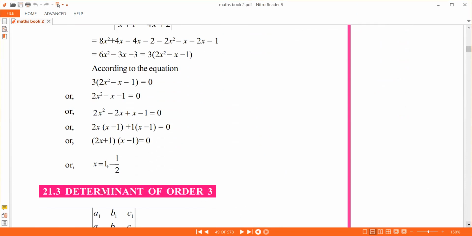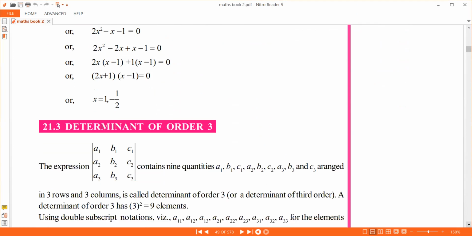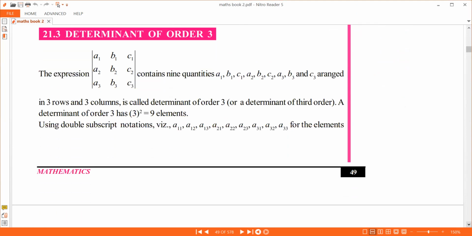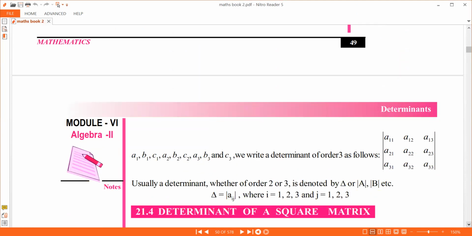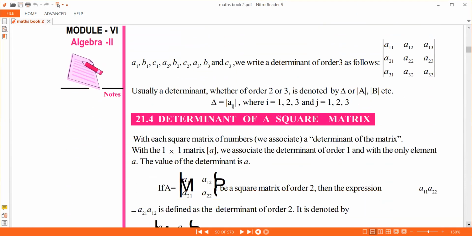Determinants of order 3, this also we have solved. I already solved this, so no need to worry.